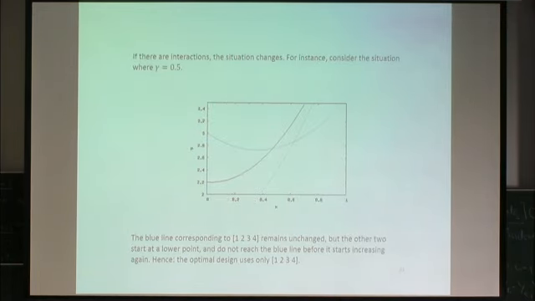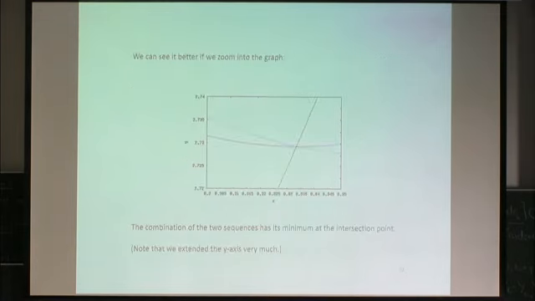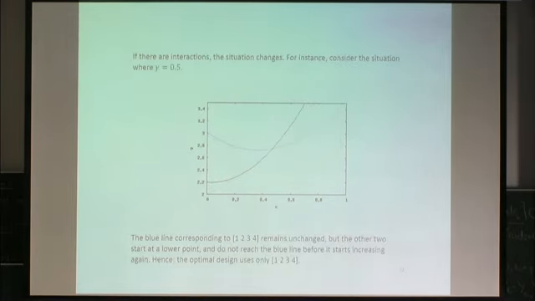If there are interactions between assessors and products, then the situation changes. You see that the blue line is exactly the same as it used to be before. You can't see that, but I tell you. Whereas the red line now starts lower than it used to start before. It used to start at around between 2.4 and 2.6, and now it starts at 2.2.